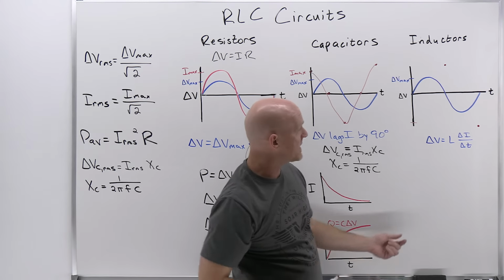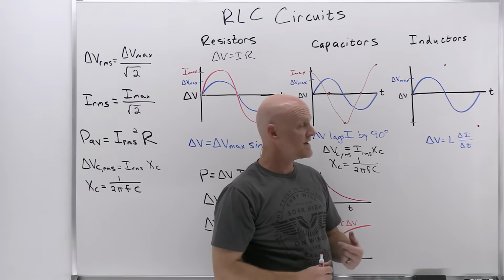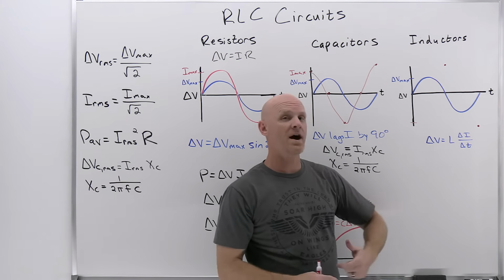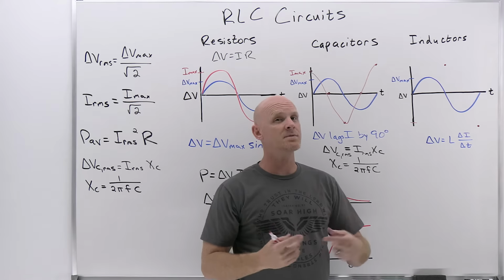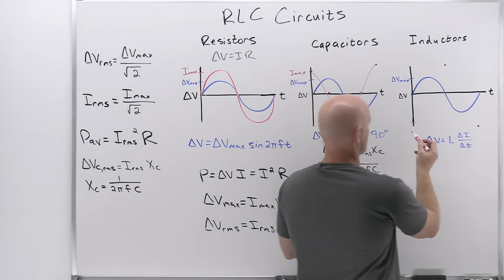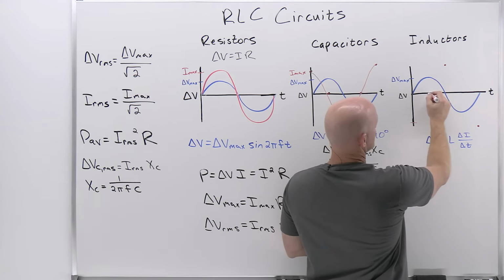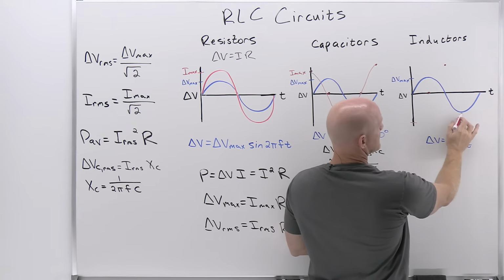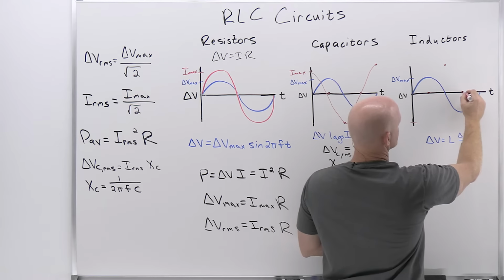And then the other way around: when is delta V going to be at a maximum? Well, when delta I is at a maximum. And when is delta I, the change in current, at a maximum? When the current crosses through 0. And so delta V is at a maximum because the current is crossing through 0. Delta V is at a maximum in the opposite direction because the current is crossing through 0.